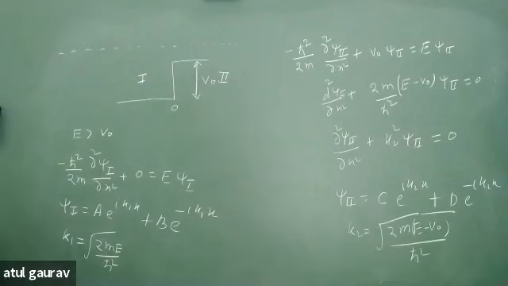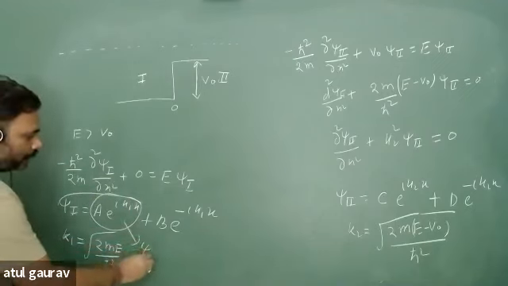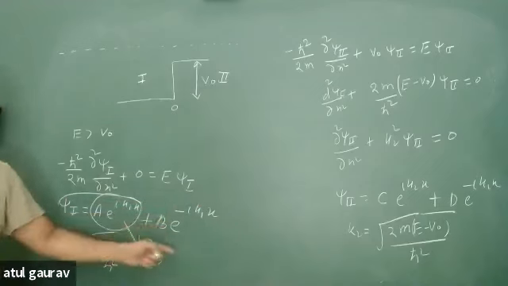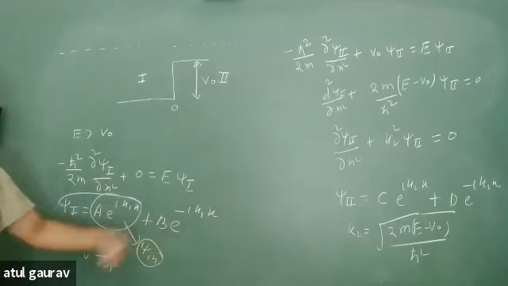Okay, so now what is going to happen? Obviously I can assume the particle is coming from minus infinity. So this is my incident wave, this is my psi incident. Because I assume this is incident, then what will be this wave? Reflected, because you have logic.